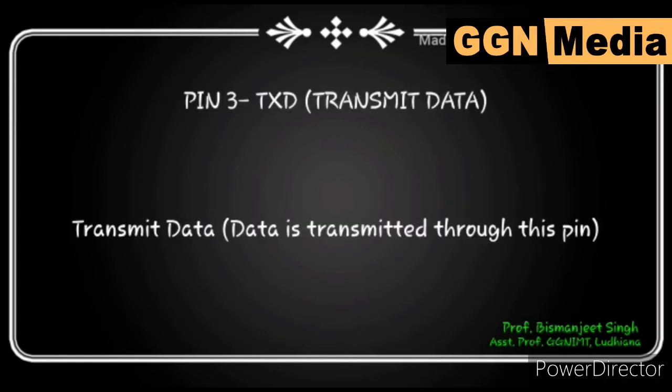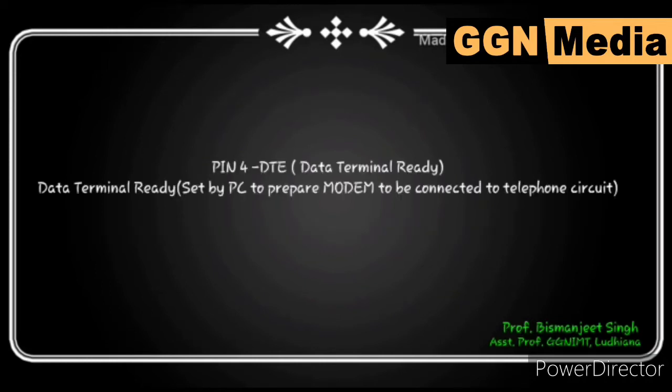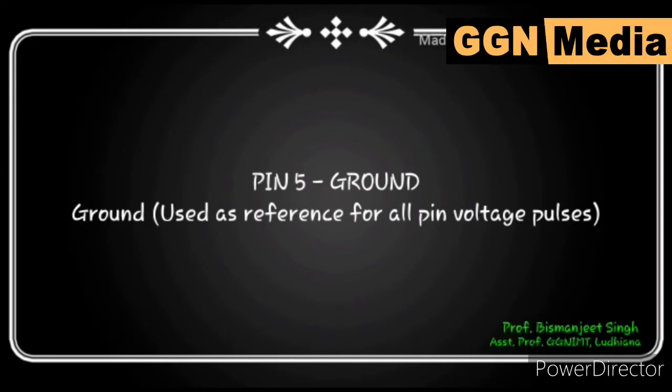This is used to transmit data. Data is transmitted through this pin. Data terminal ready. It is set by the computer to prepare modem to be connected to some telephone circuitry. This fifth pin is used for ground.